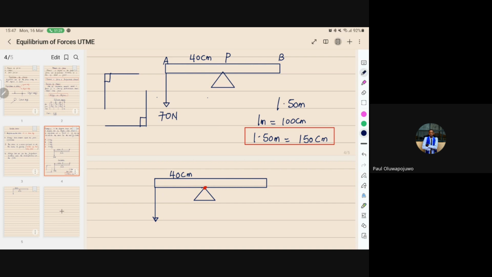So right here we have 70 Newton. Now the length of the meter rule is 150 centimeter. Remember that here is your A and here is your B. This simply means that the total length, if here is 40, should be divided. We should have the weight actually acting downwards here, which I can draw closer and bring right here.